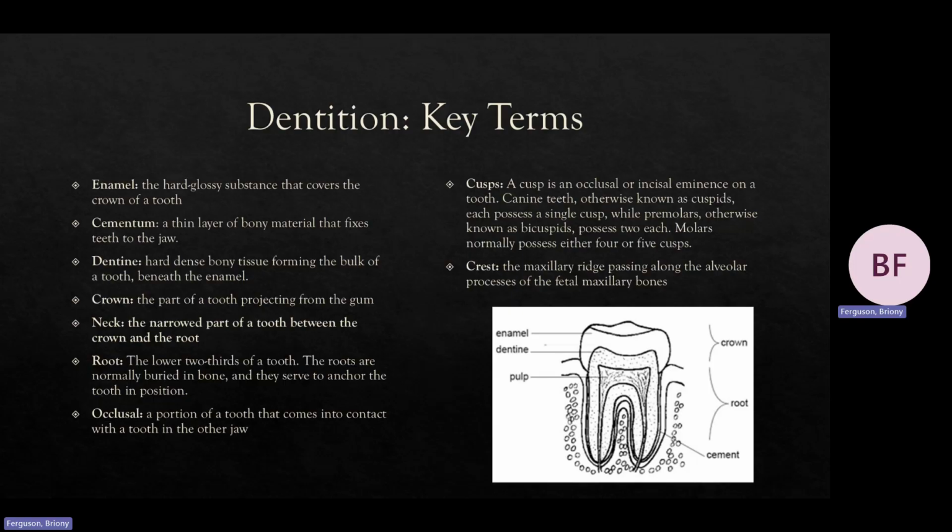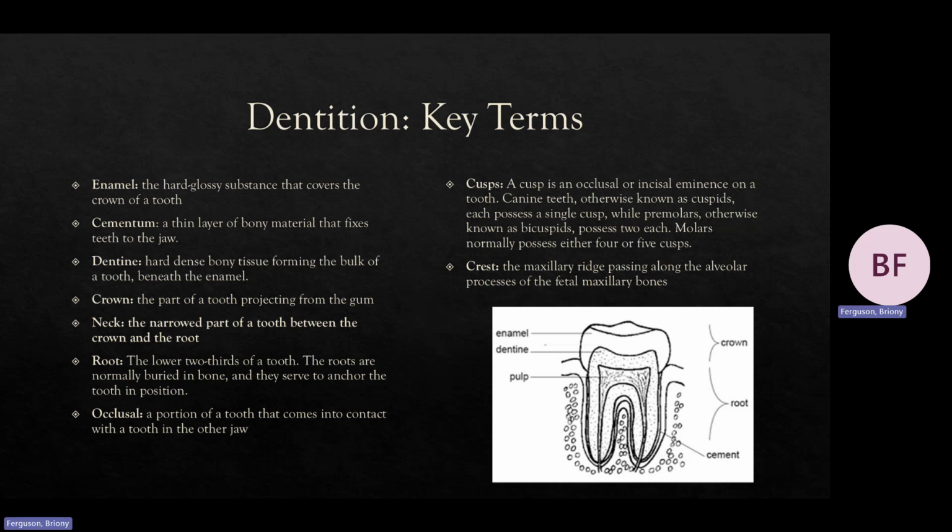Canine teeth, sometimes known as cuspids, each possess a single cusp, whereas premolars are sometimes known as bicuspids because they typically possess two cusps. Now, molars often possess either 4 or 5 cusps. Sometimes you will see molars that have more cusps. This is sometimes due to medical issues, as well as just other genetic factors. Occasionally, you will see molars that have fewer than 4 cusps, but that's a little bit more rare. But the average human, quote unquote, has 4 or 5 cusps.